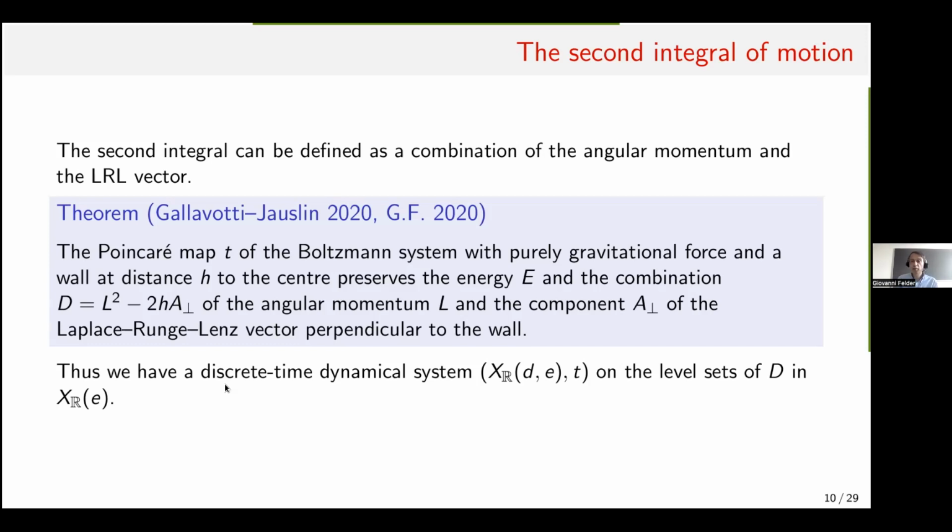So now we have a discrete time dynamical system on each level set. These are now one-dimensional level sets. The level sets of the energy were two-dimensional, and now we have a foliation by this second integral of motion.